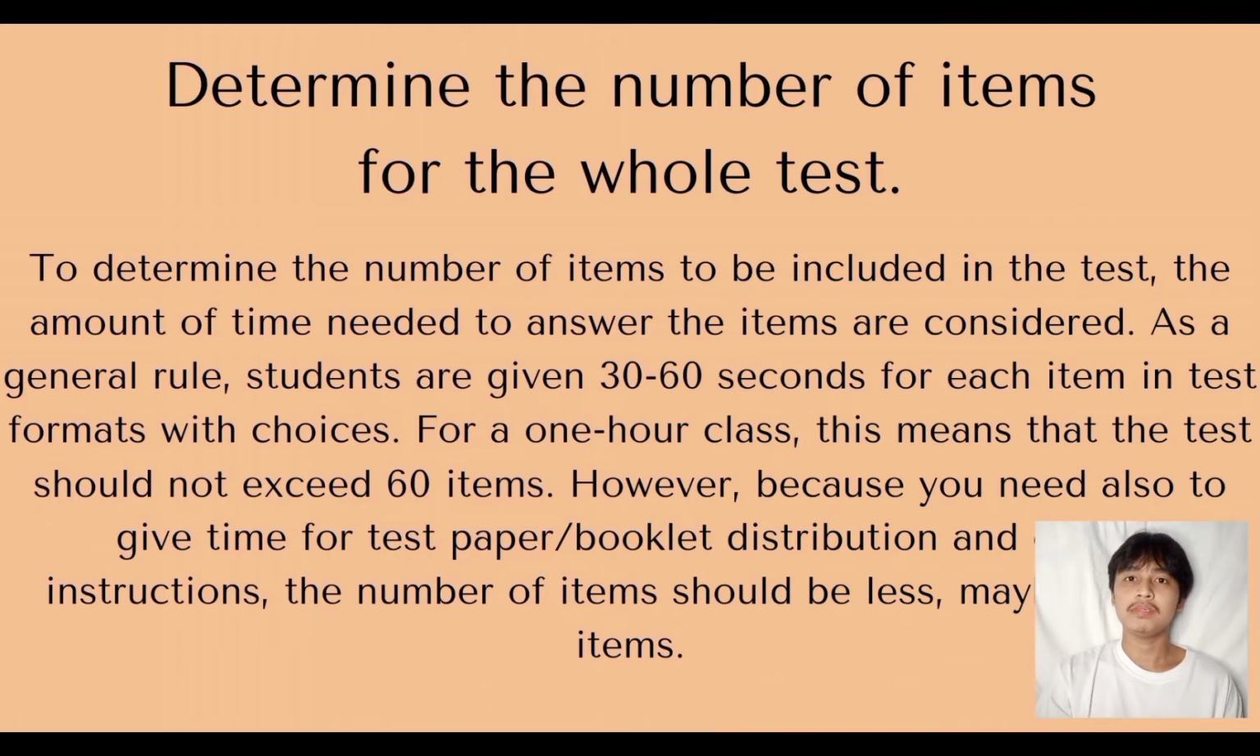Determine the number of items for the whole test. As a general rule, students are given 30 to 60 seconds for each item in test formats with choices. For a 1 hour class, this means that the test should not exceed 60 items. However, you also need to give time for test paper distribution and giving instructions. The number of items should be less, maybe just 50 items.